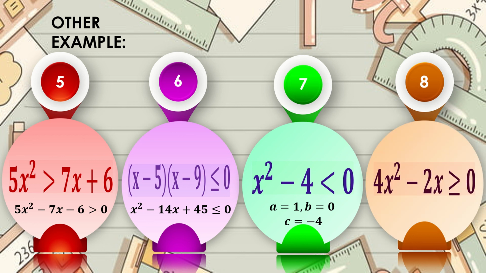And then, last, we have 4x squared minus 2x is greater than or equal to 0. Even though we don't have a constant here or the c value, it is a second degree polynomial and it is an inequality because of the inequality sign greater than or equal to. The value of a here is 4, the value of b here is negative 2, and c is 0.